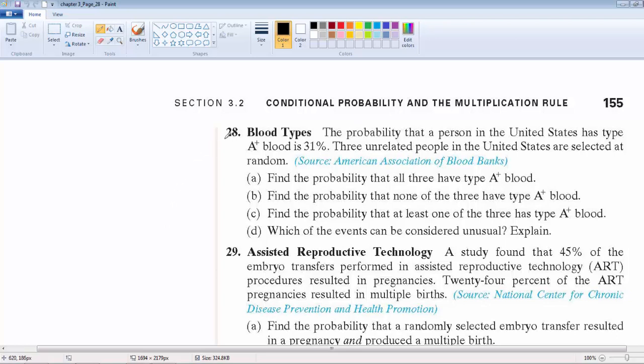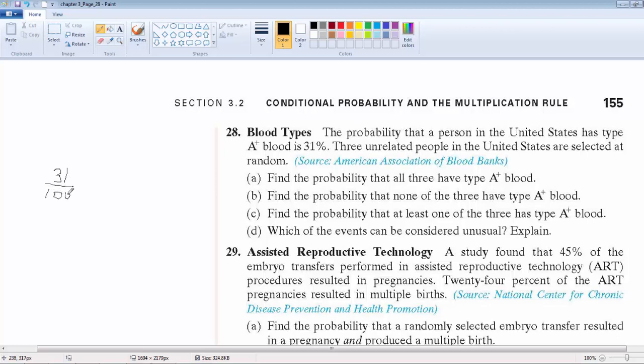The probability that a person in the United States has A positive blood type is 31%. 3 unrelated people in the United States are selected at random. Find the probability that all 3 have type A positive blood. Well, the probability that one person has type A positive blood is 31 out of 100.